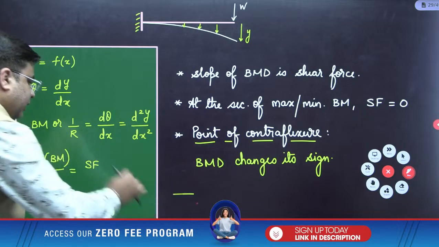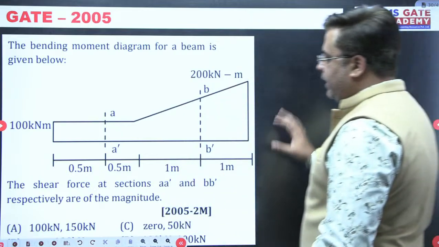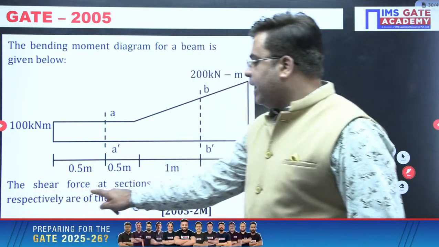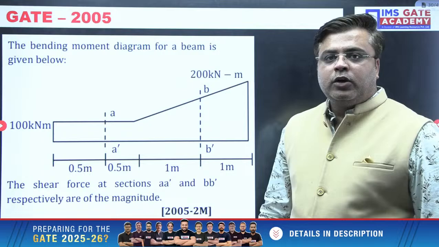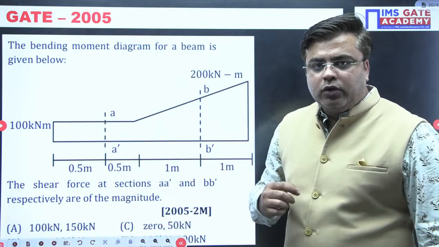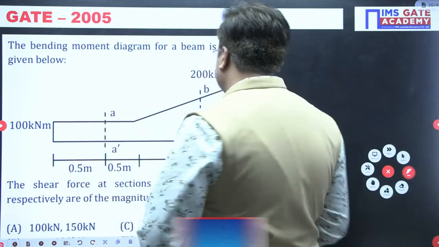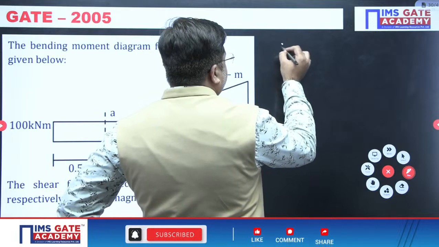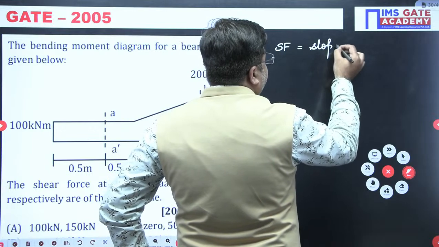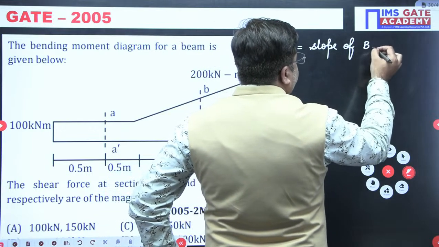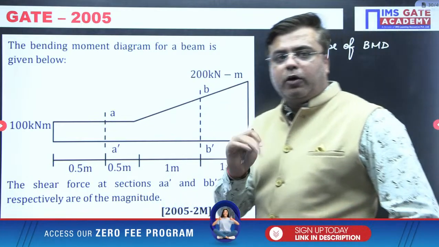Okay. Now let's see this question. The question says that the bending moment diagram for the beam is given below. They are asking to calculate the shear force at section AA dash and section BB dash. If bending moment diagram is given to you, how can you calculate shear force at a particular section? Always remember that the shear force at a particular section is equal to the slope of bending moment diagram.